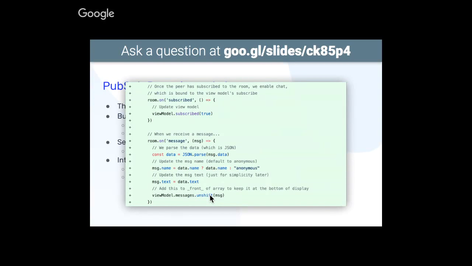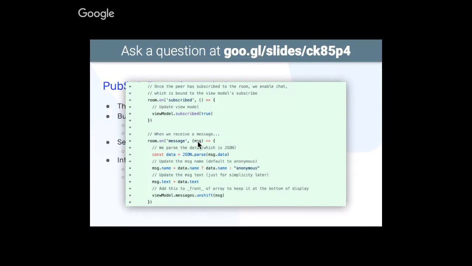So once the peer has subscribed to the room and we enable chat, what we're going to do is actually bind this to the view. Once the room says, okay, you've subscribed to this room, we're going to let the view model know and set subscribe to true. Now in our UI, we can enable certain features now that the user has actually subscribed to the room.